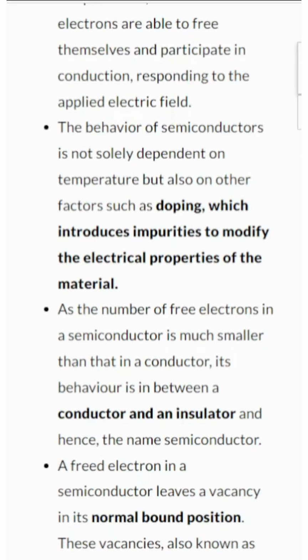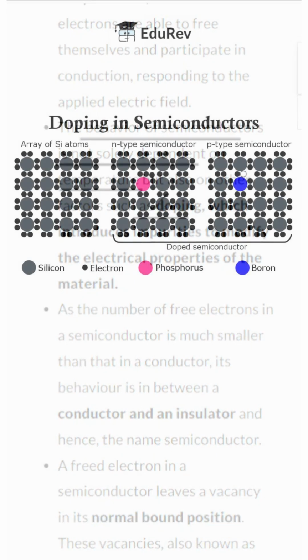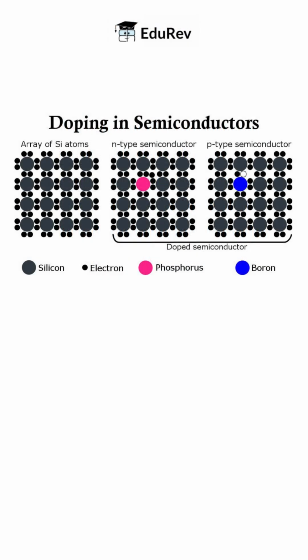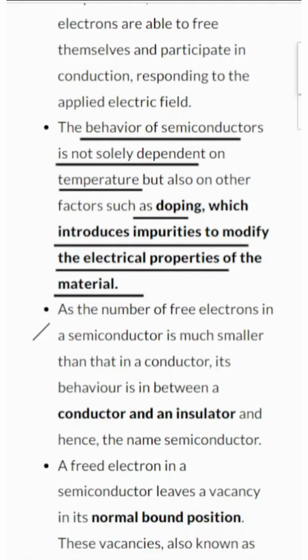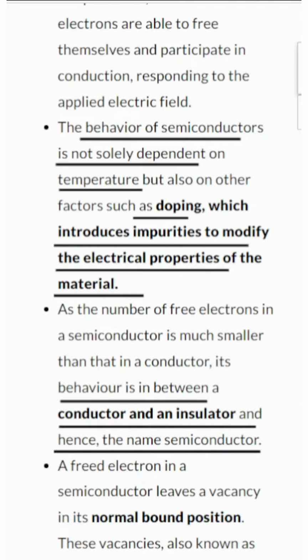But here's the plot twist. The behavior of semiconductors doesn't rely solely on temperature. Other factors, like doping, come into play. Doping involves introducing impurities to modify the electrical properties of the material. It's like adding secret ingredients to a recipe to change the taste. Because semiconductors have far fewer free electrons compared to conductors, their behavior falls somewhere between that of a conductor and an insulator. Hence, the clever name, semiconductor.